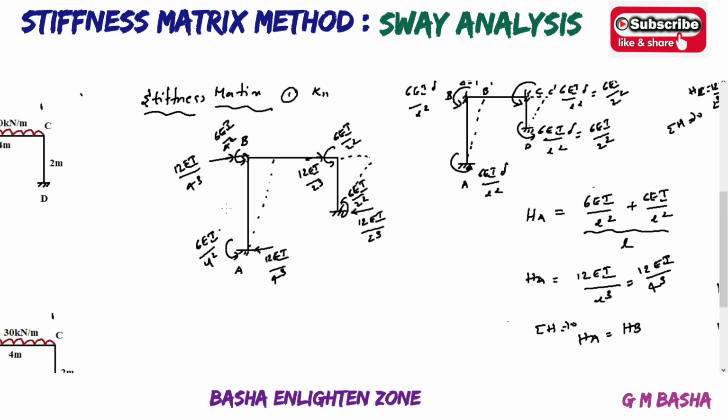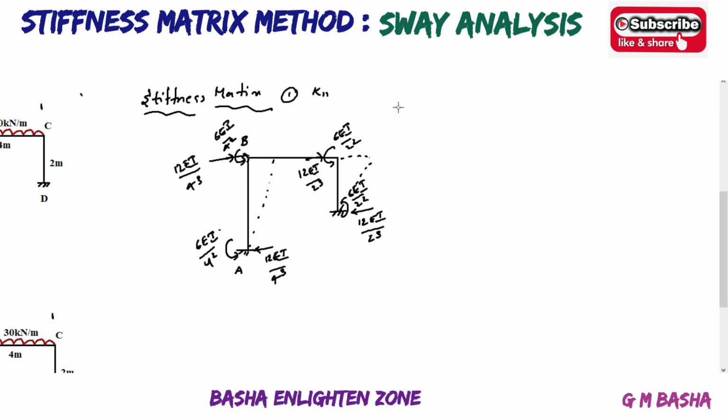Then talking about K11, I will take down K11 here. So that is K11. K11 is based on the sway force, that is how much force will be acting here. That one will be equal to this 12 EI by 4 cube and this 12 EI by 2 cube. So after simplifying, directly take down this one.